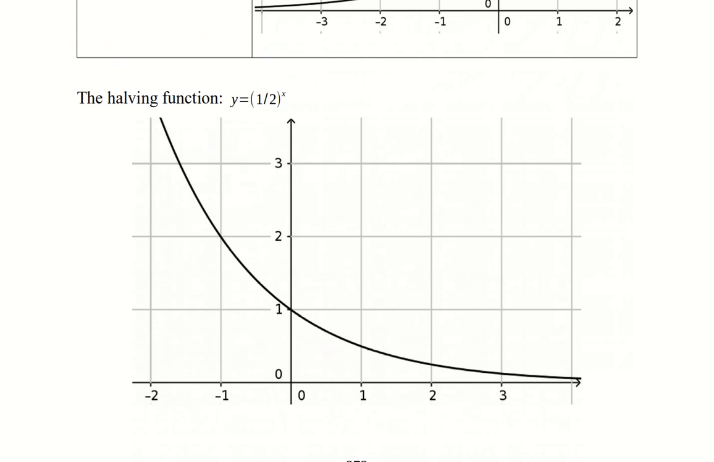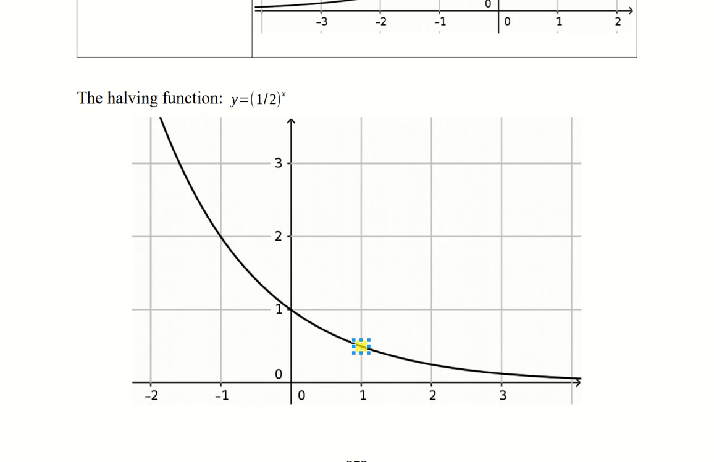So here's the halving function. As we go to the right, we take half as much as we had before. So if we start at 1, of course, when x equals 0, y equals 1. That's true for any base other than 0. And we've got a base of 1/2. So we go to the right and we take half of that. That's half as much. We go to the right again. We take 1/4 as much.